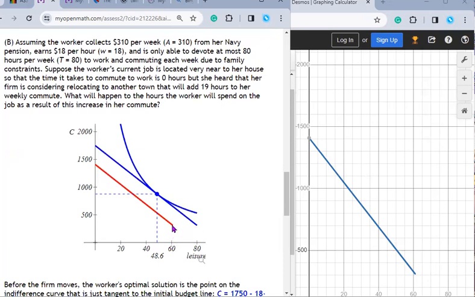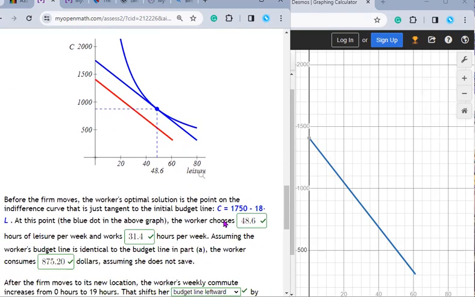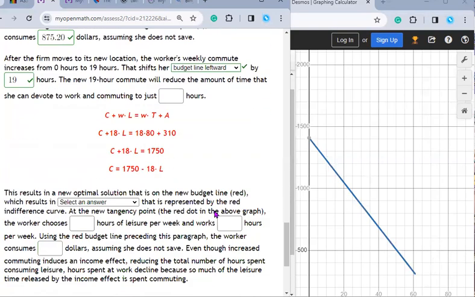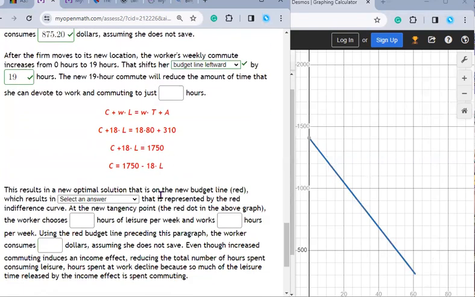This right here is 61 hours, right? This here is 80 hours. And the difference in those two sets of hours, the horizontal difference between these 2 points is 19 hours. That's the additional commute that she has, right? Now, before the firm moves, the worker's optimal solution, oh, we already did that, sorry. Now, this results in a new optimal solution.